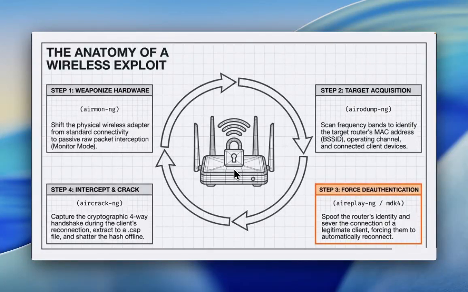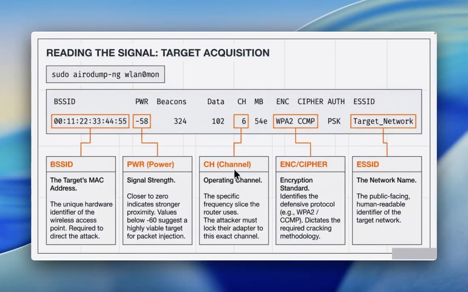The anatomy of a wireless exploit. Step 1, weaponize hardware: shift the physical wireless adapter from standard connectivity to passive raw packet interception. Target selection: scan frequency bands to identify the target router's MAC address, operating channel, and connected client devices. Spoof the router identity and sever the connection of a legitimate client, forcing them to automatically reconnect. Capture the cryptographic 4-way handshake during the client's reconnection. Extract to a .cap file and crack the hash offline.